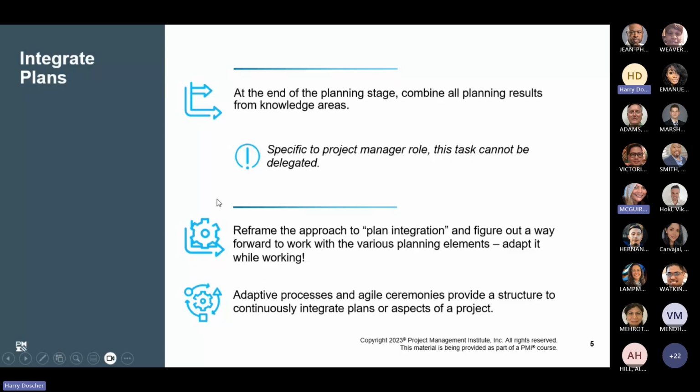Okay, for predictive efforts, we're going to have a large planning phase up front where we're going to produce all of the plans for the project. Okay. At the end of the planning stage, you want to put everything together. That is really, when you get everything together, is when the planning stage completes. And again, it's the project manager's role and responsibility to produce this integrated plan.